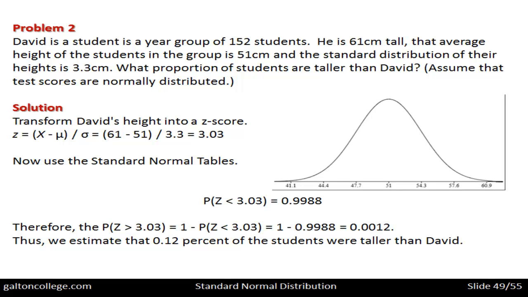If you look at the question posed, David is significantly taller. He's 61 centimeters, whereas the average of the rest is 51, and the standard deviation is 3.3. So the chance of students being taller than David is very, very small, which is exactly what we calculate. In this case, we calculate it's 0.12%. So it's a very, very small probability that any students will be taller than David.